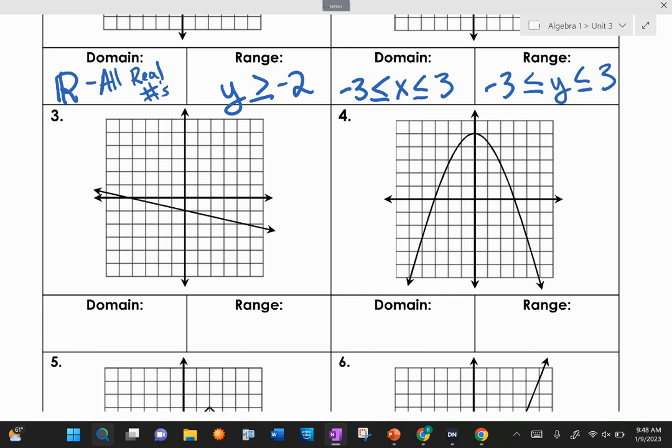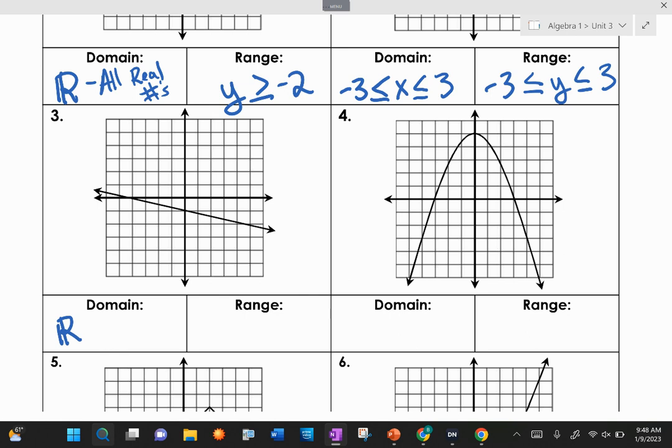All right. Who thinks they've got the domain for number 3? Daniel, what do you think? Yeah, that's right. So we just scan from left to right. We see an arrow on the left, an arrow on the right. So it never stops. So you would have all real numbers. Now, you can write this symbol, or you can write out the words all real numbers. Both are correct. You could see either on a test. Range.